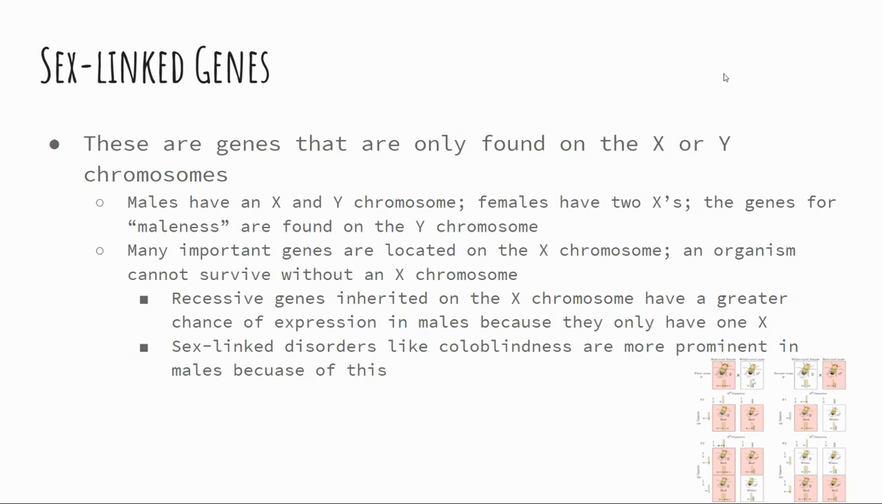There are many important genes that are located on the X chromosome. An organism cannot survive without an X chromosome. Recessive genes inherited on the X chromosome have a greater chance of expression in males because they only have one X. So if there's only one X chromosome in males, then whatever's on that X chromosome is what the male's getting. There's no chance for a heterozygous situation. Whereas in females that have 2 X chromosomes, one X chromosome can carry the dominant gene, and the other X chromosome could carry the recessive gene, and the recessive trait is drowned out. So sex-linked disorders like colorblindness are more prominent in males because males only have one X chromosome.